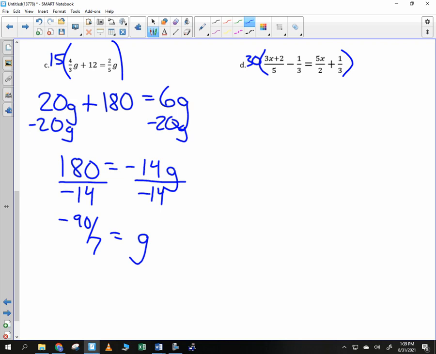Okay. So what is 30 divided by 5? 6. So that means I distribute 6 through the top. I divide by the bottom, I multiply by the top. So I multiply top by 6, I get 18x plus 12. Good. Minus 30 divided by 3 times 1, negative 10. 30 divided by 2 times 5.